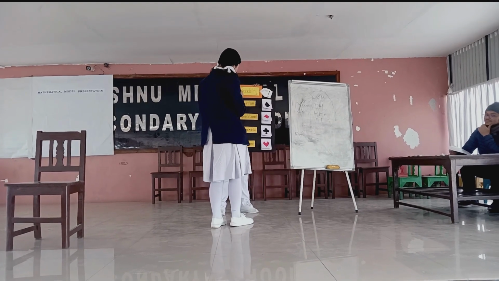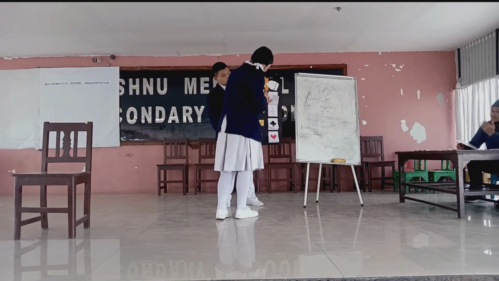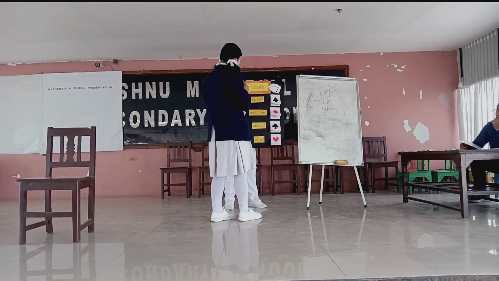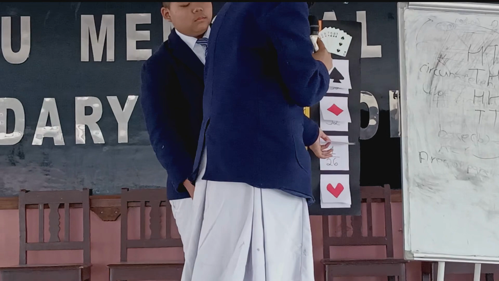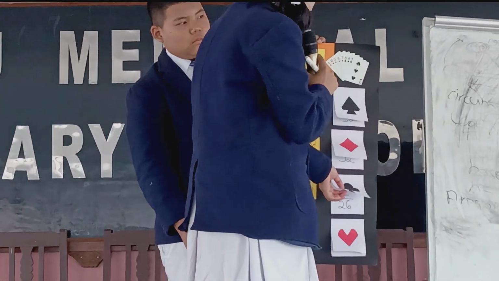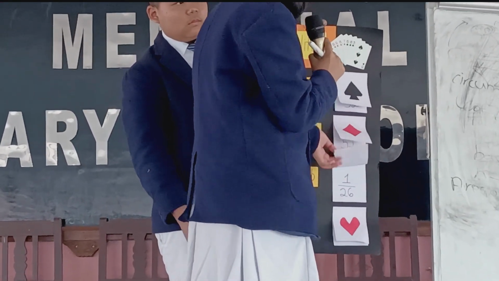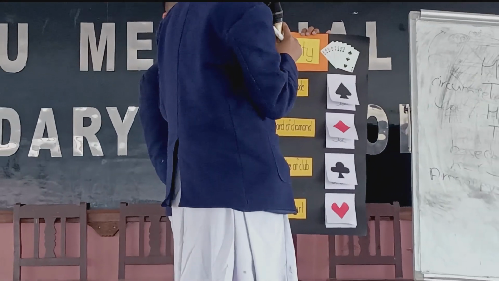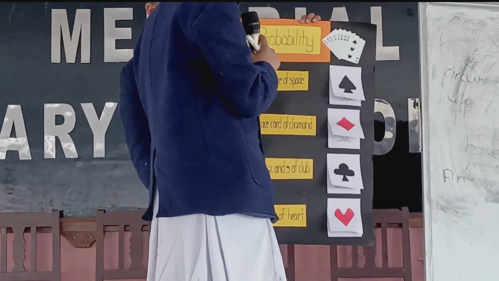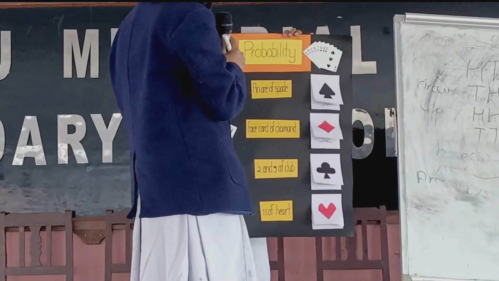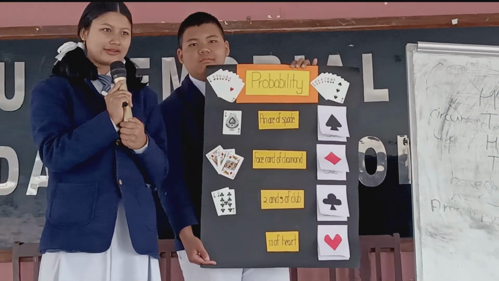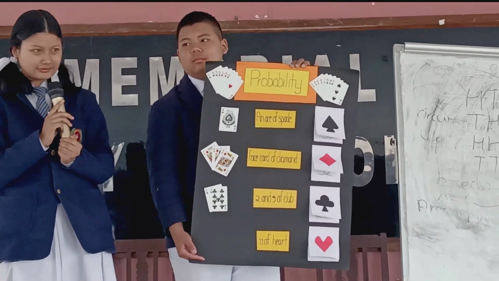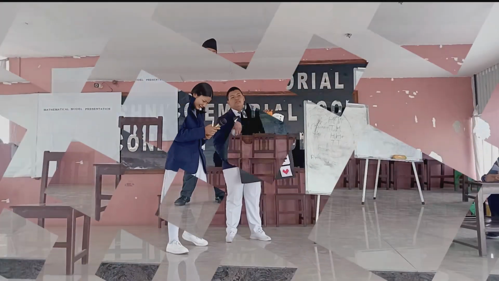The probability of me getting a face card of diamond would be 3 by 52 because there are 3 face cards of diamond out of the total number of cards. The probability of me getting a 2 and 9 of club would be 1 by 26. It's 2 divided by 52, which is 1 by 26. And the probability of me getting an 11 of heart would be 0 because there is no 11 of heart. At last, I would like to thank my math teacher, Sanji sir, for giving this opportunity and pushing me forward to take part. Thank you.